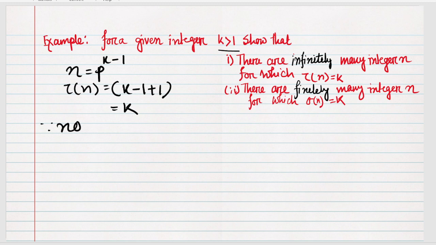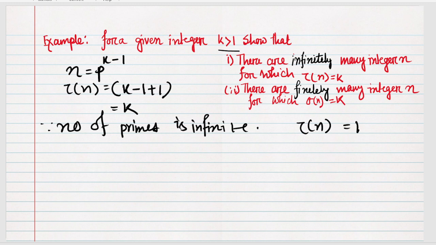Since the number of primes is infinite, because there are infinitely many primes in our number system, the number of integers n is also infinite, and hence we can say that there are infinitely many integers for which tau(n) equals k. So it is our first proof.